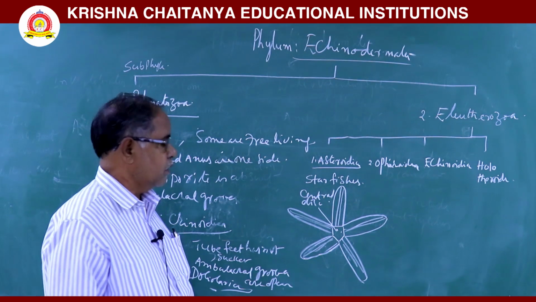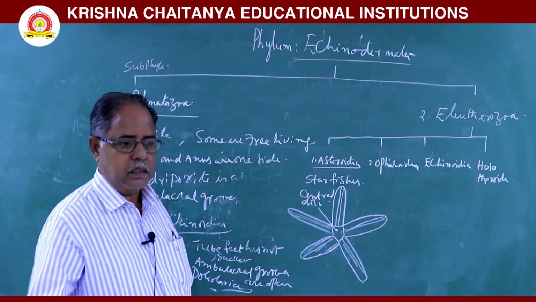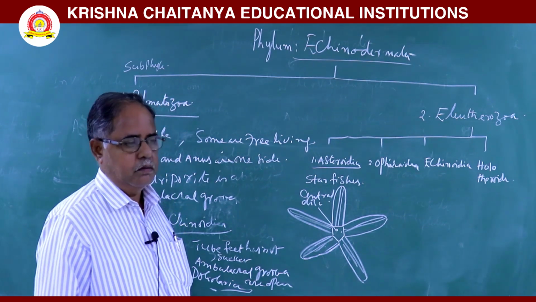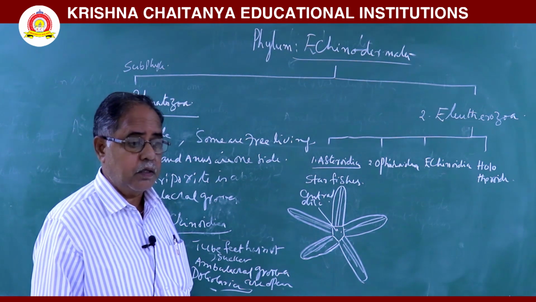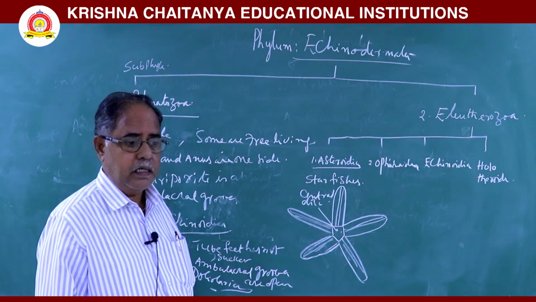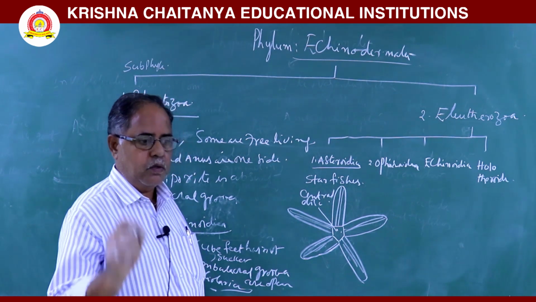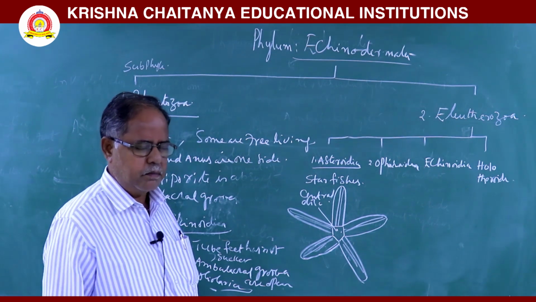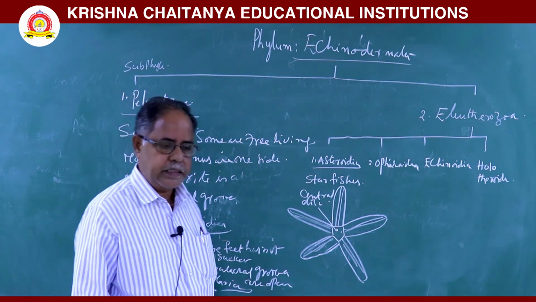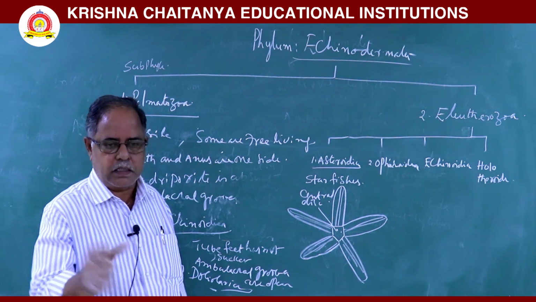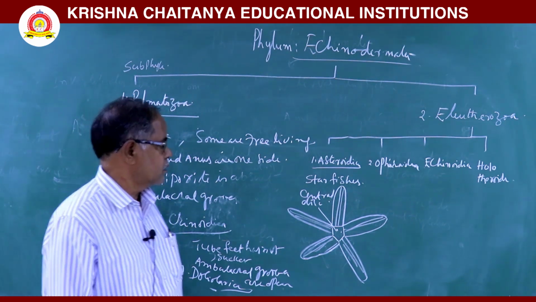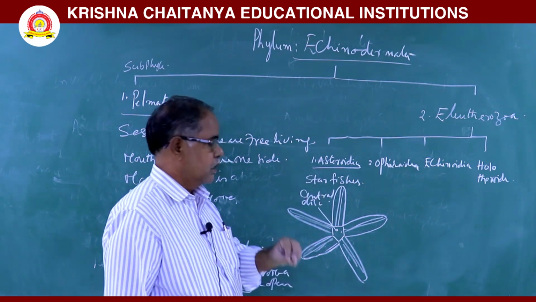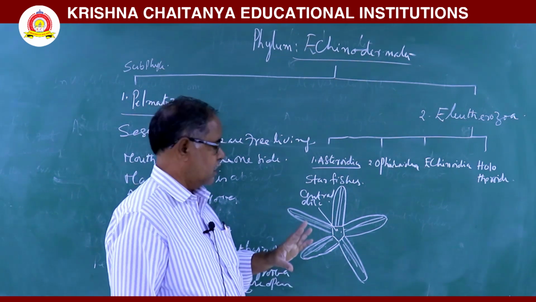Next, during developmental stages, larval forms are there. They are bipinnaria larva and brachiolaria larva. Examples: Astropecten, Pentaceros, Asterias. These animals are generally called starfishes.